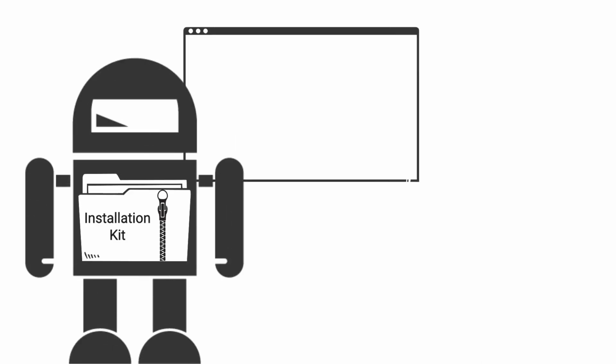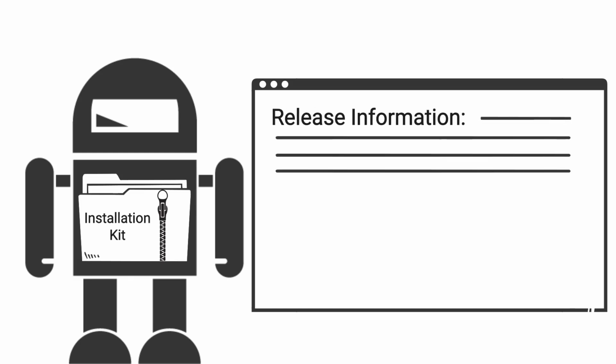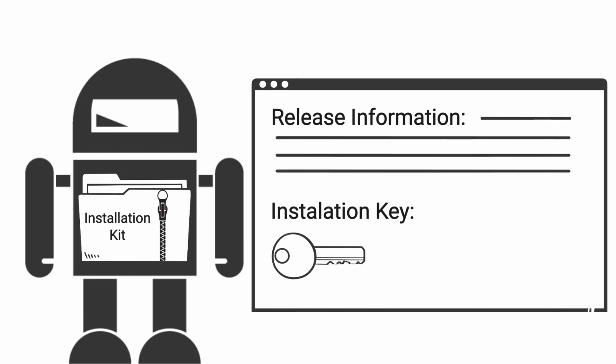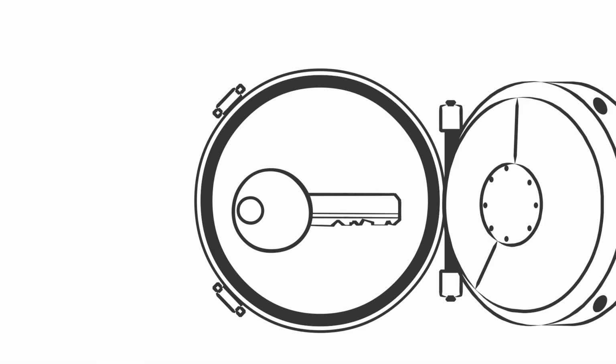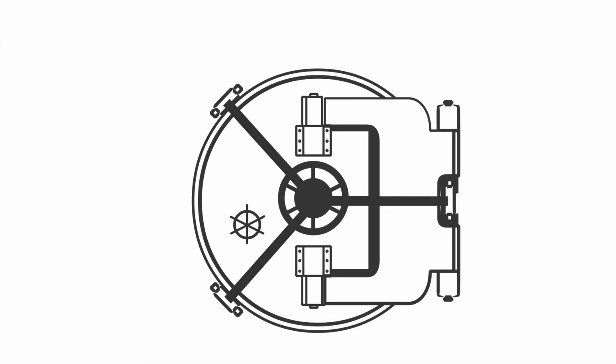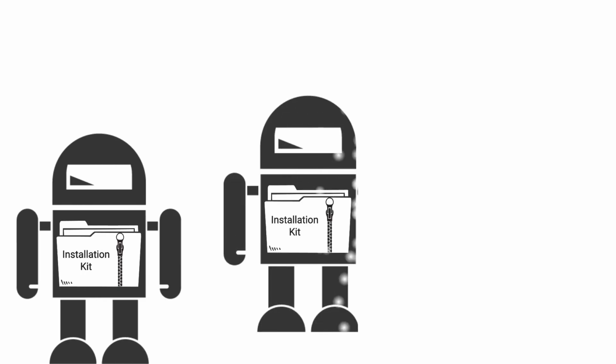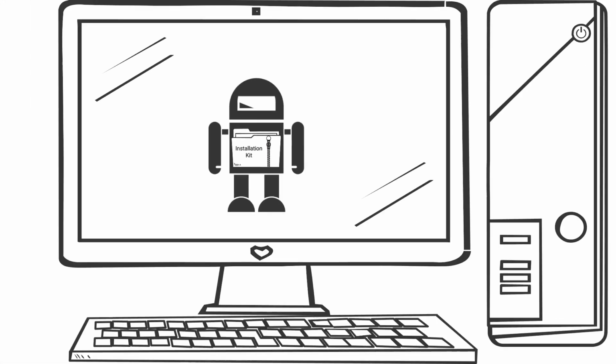Once the agent kit is created, you'll then see a window stating the agent release information and an installation key that is unique for that agent installation kit. Be sure to copy and save this key to a secure location, as it will be needed when we perform the installation. If needed, copy the agent installation kit to your endpoint and extract.